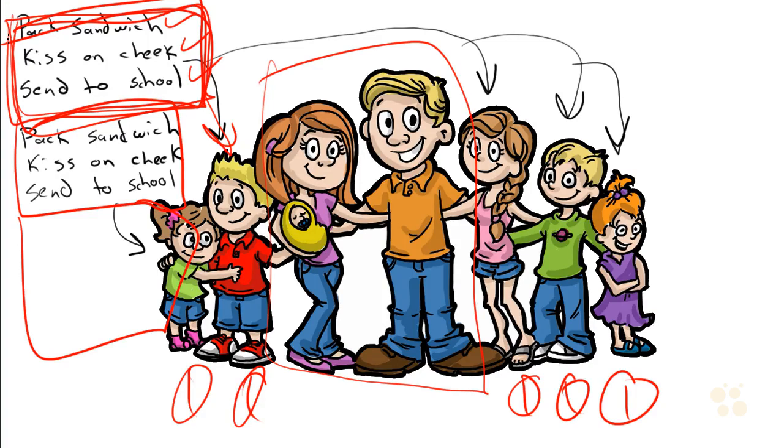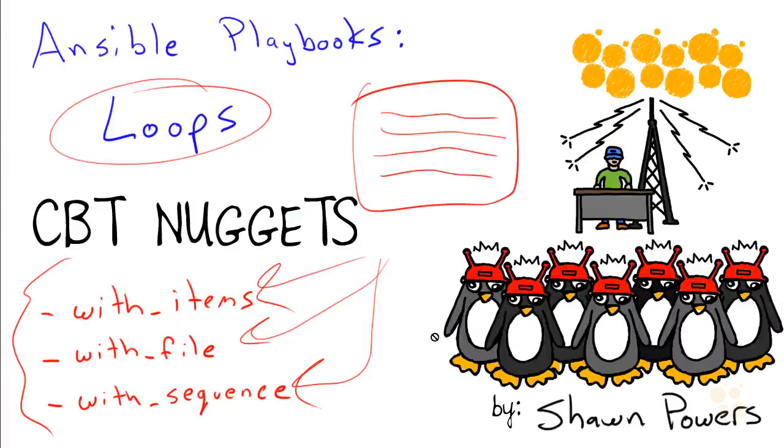So let's check that out, and we'll create a few loops using different kinds of loop things. Like, we can loop with items, we can loop with files, we can loop with a sequence of numbers. It's really easy to do, so let's check it out.